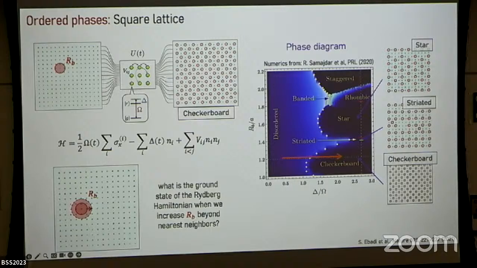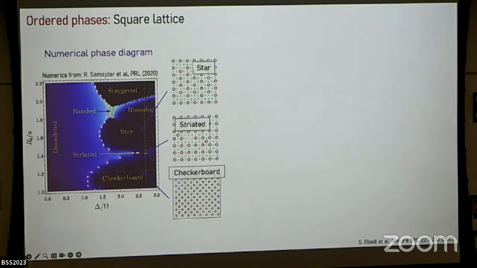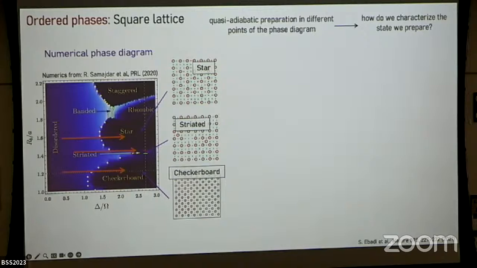It's more quantum, I would say, because you have some sites in which you have a fractional occupation of the Rydberg state. I won't go into the details of this, but here I want to show you more what are the tools that we can use in this case to explore the phases that we prepare. So let's say we do the same procedure. We do this quasi-adiabatic state preparation, and we go to different points of the phase diagram to map it out. At this point, how do we characterize the state that we have prepared?